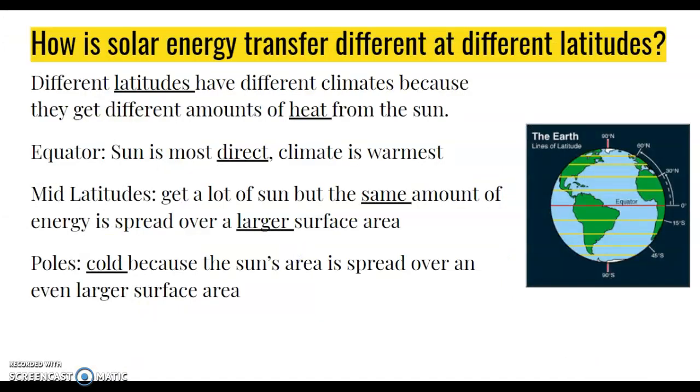So, as we just talked about, different latitudes are going to have different climates because they get different amounts of heat from the sun. At the equator, the sun's the most direct, so your climate is going to be the warmest. Mid-latitudes still get a fair amount of sun. It's the same amount of energy, but it's spread out over a larger surface area. And by the time you work your way all the way up to the poles, it's cold because the sun's energy is spread out over an even larger surface area.